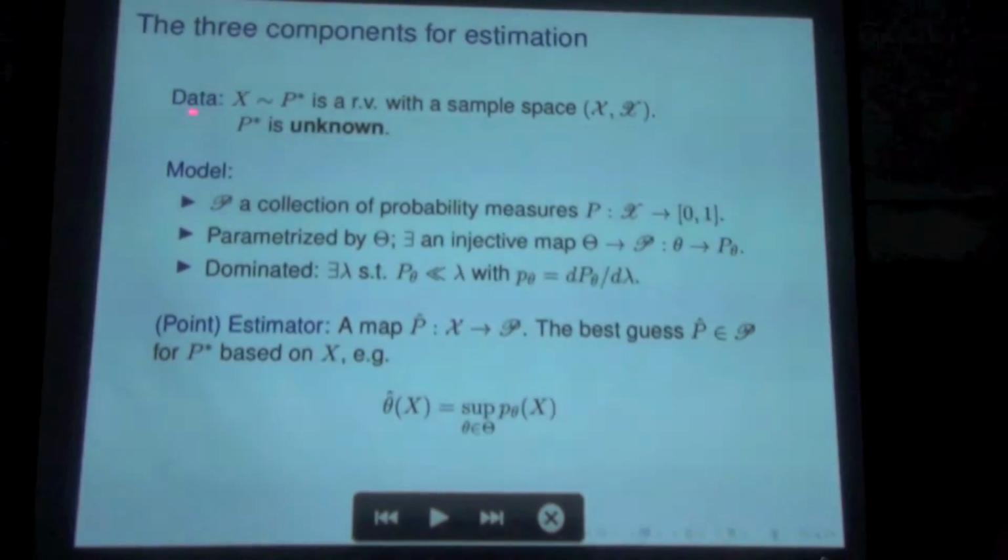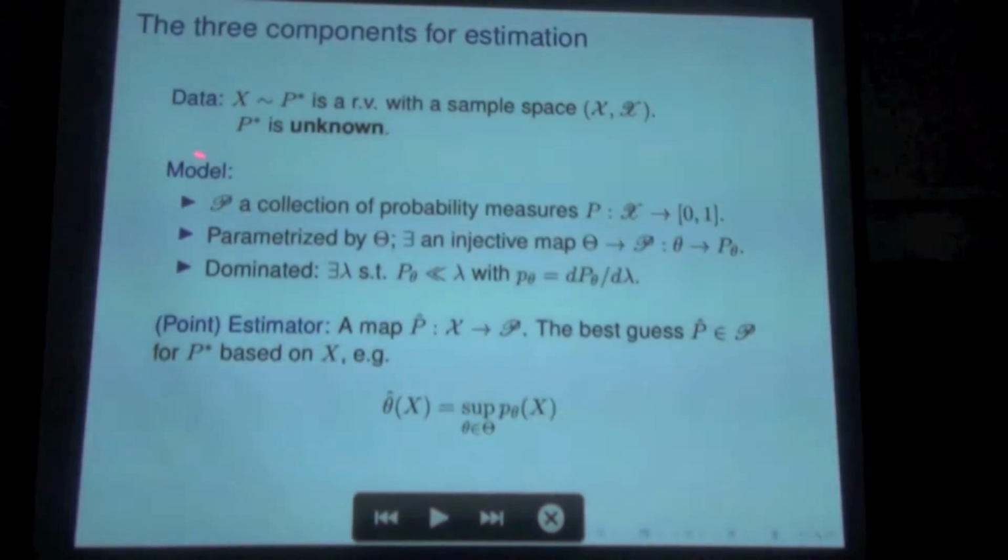So capital X is a random variable on some sample space. The thing is, because this is data, we don't know P star. This data comes from a physical process, from measurements, so we don't know exactly what the distribution is, but we assume it's a random variable and that this distribution exists.